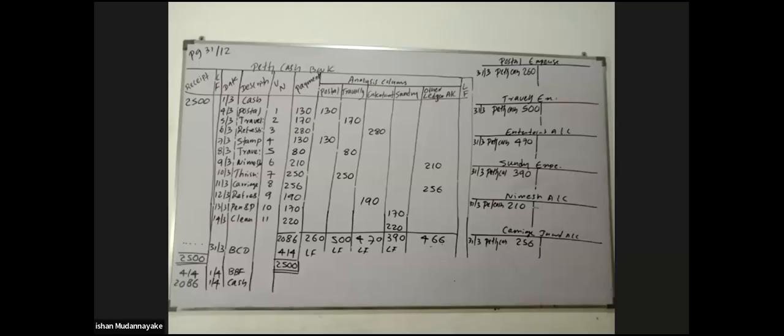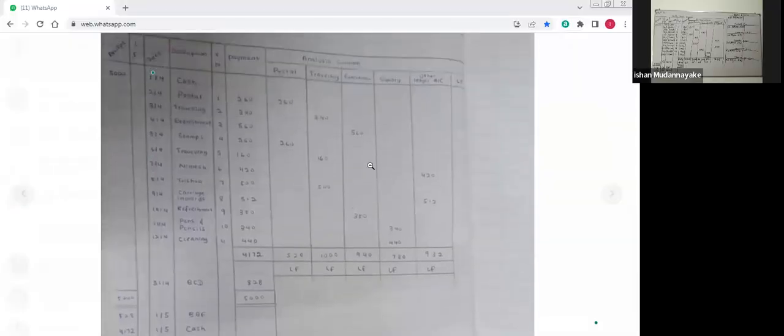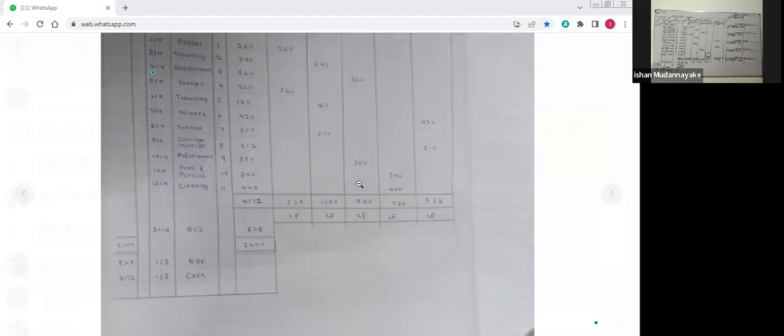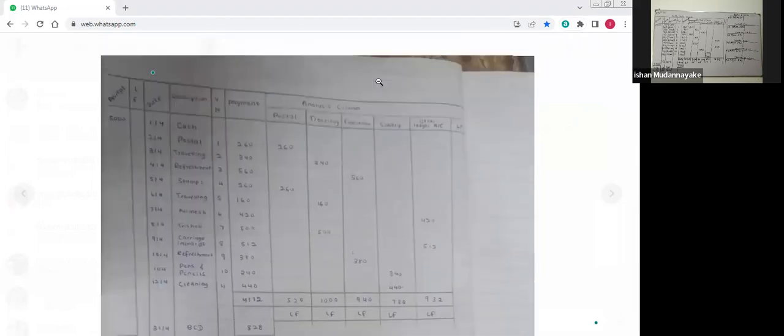Right, this is the question, question number 13. I got the answer from Krishna. Right, Krishna's answer is correct. 4,172. Yes, yes. Krishna, the answer is correct.